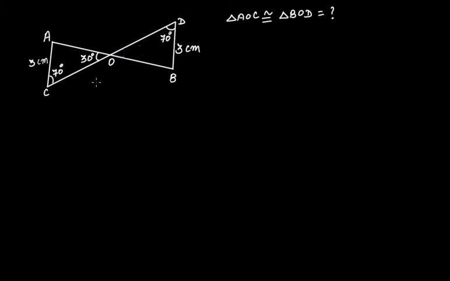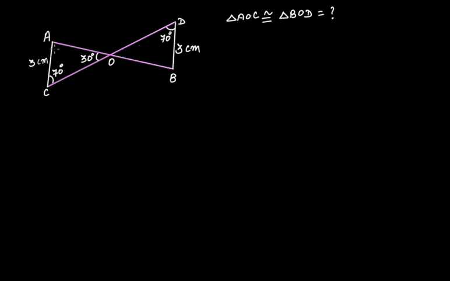In this figure, we have two triangles, triangle AOC and triangle BOD. You have to tell whether these two triangles are congruent to each other or not. Okay, so if you concentrate on these two lines, this one straight line and this is also a straight line segment. These are two line segments.